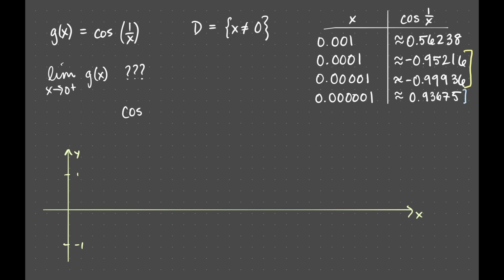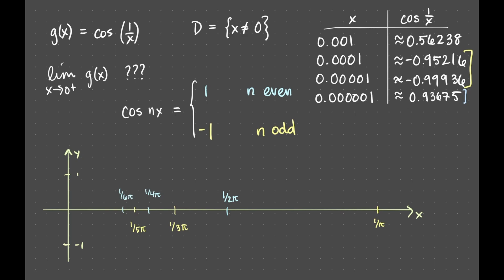In particular, whenever x is the reciprocal of an odd multiple of pi, then the corresponding value of the function at that point is minus 1, because cosine of an odd multiple of pi is minus 1. This means that the function is equal to minus 1 for the points x equals 1 over pi, x equals 1 over 3 pi, x equals 1 over 5 pi, x equals 1 over 7 pi, etc. On the other hand, whenever x is the reciprocal of an even multiple of pi, then the corresponding value of the function at that point is 1. This means that the function is equal to 1 for the points x equals 1 over 2 pi, x equals 1 over 4 pi, x equals 1 over 6 pi, x equals 1 over 8 pi, etc.